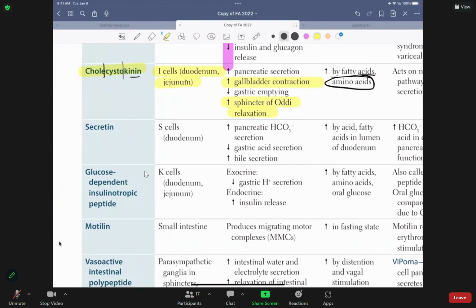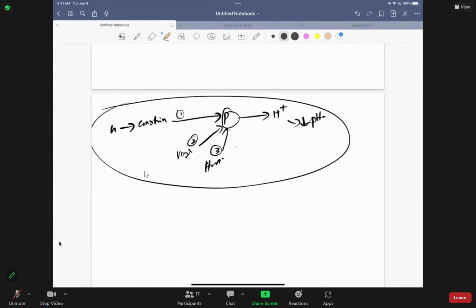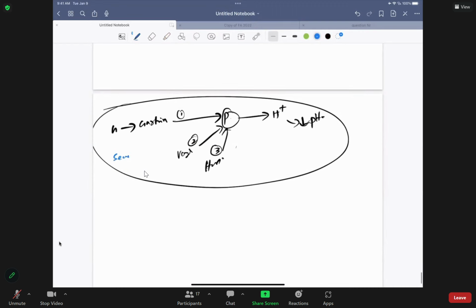Now, this is another important one, folks. Secretin. Secretin, S from S cells, makes it easier. What it does, secretin increases bicarbonate secretion. And I want you to remember this, decreased gastric acid secretion. So in my drawing, I could write this here. Secretin inhibits gastrin and stimulates bicarb. In other words, all secretin wants to do is increase the pH, not decrease. It wants alkaline pH. Is that clear, folks?